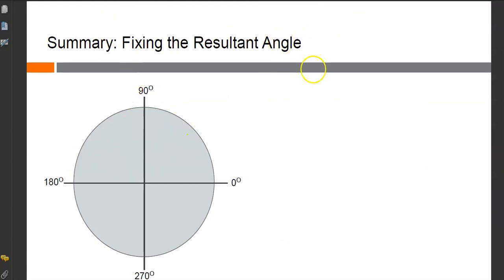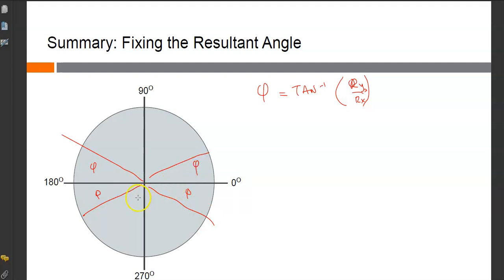We said you're going to take the arctangent of r sub y over r sub x, and that is going to give you this angle that we temporarily called phi. That will always be measured off of the x-axis, so it will be here, here, here, or here. And arctangent honestly isn't smart enough to know which one of those it is. You have to figure that out.